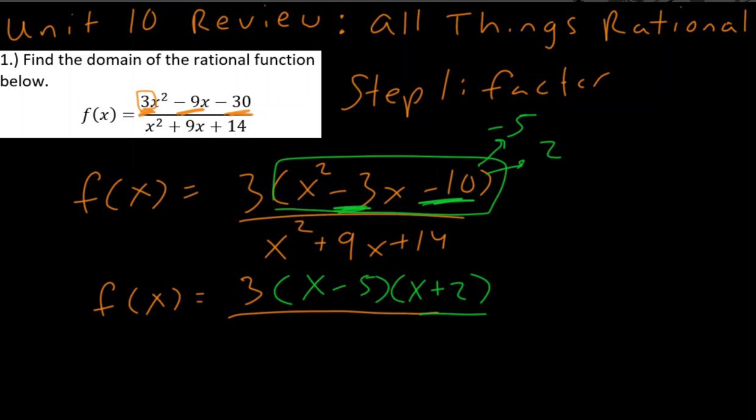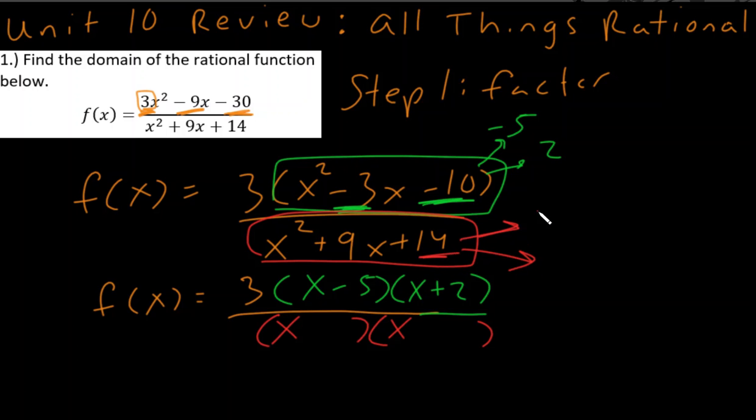Okay, let's use a different color here, and let's factor the denominator, x squared plus 9x plus 14. That would split up into x plus or minus something and x plus or minus something. And think about this. What two things does 14 split up into? Now let's just try 7 and 2. Well, 7 plus 2 is 9, so yeah, those are the numbers. So x plus 7 and x plus 2.